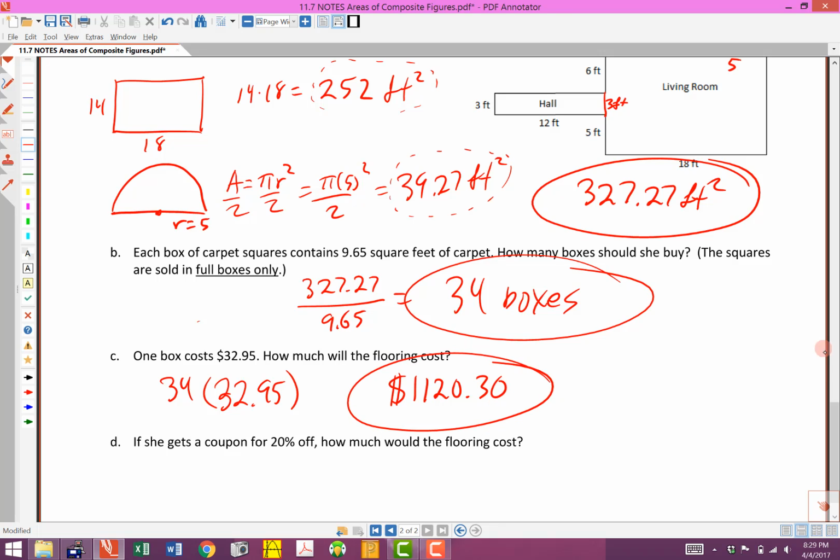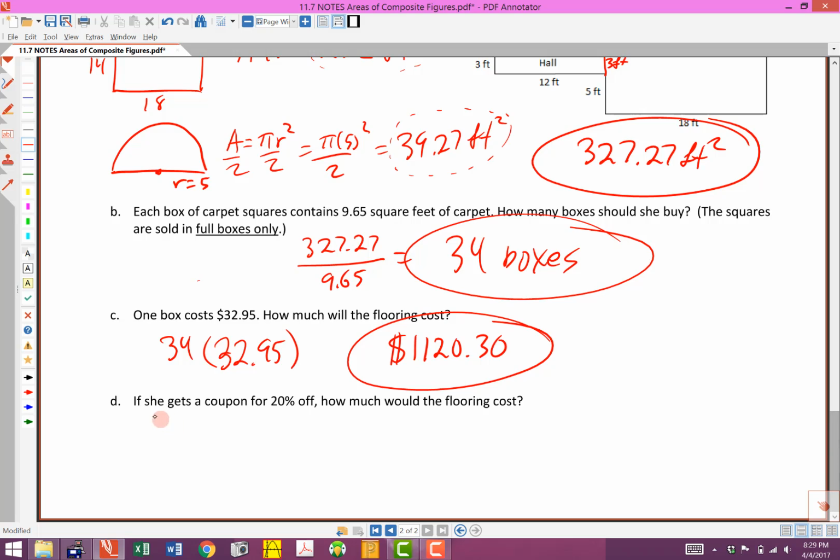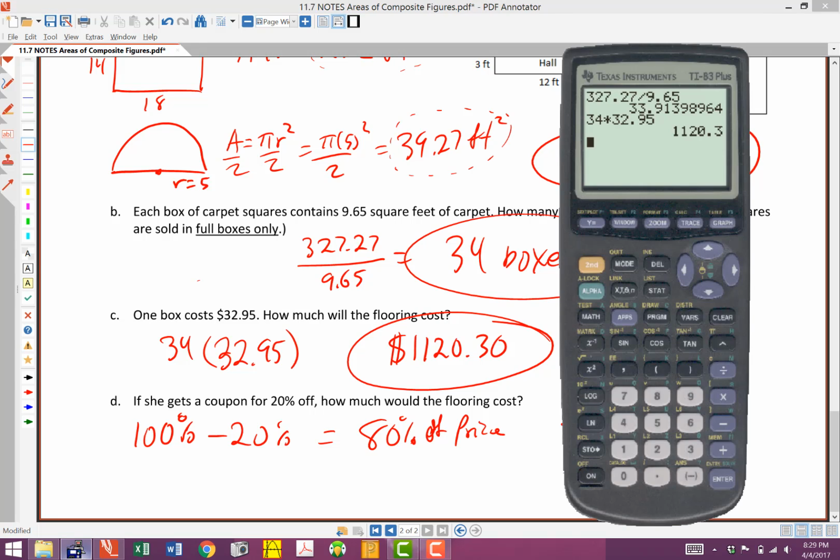So there we go. Now, to finish this off, what if she has a coupon for 20% off? How much would the flooring cost? Well, that's actually going to save a heck of a lot of money, and let's do this the quickest way we can. We would normally pay 100% of that price, but we're going to get 20% off. So that's going to leave 80% of the price. So let's do 0.8 times 1120.30, if you want.